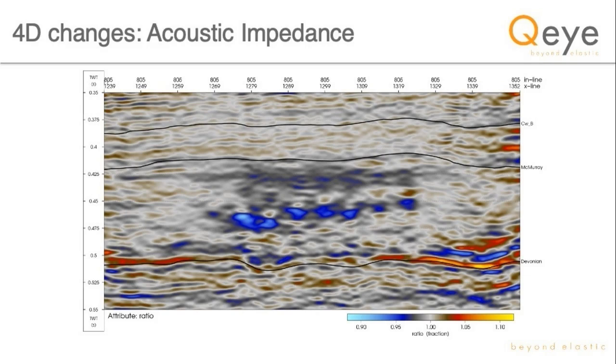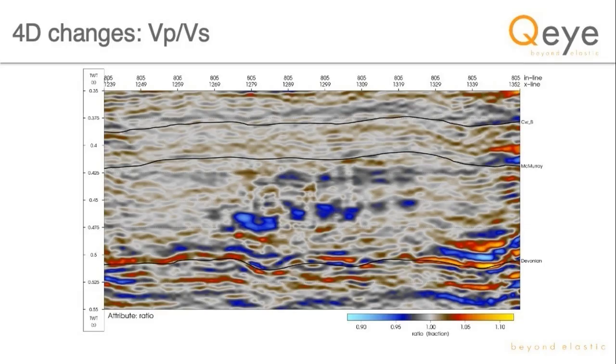So we can run the actual 4D inversion. So this is the acoustic impedance changes over time. And again, you see these spots where something is definitely going on as part of the steam injection. And we also have the VPVS changes over time.